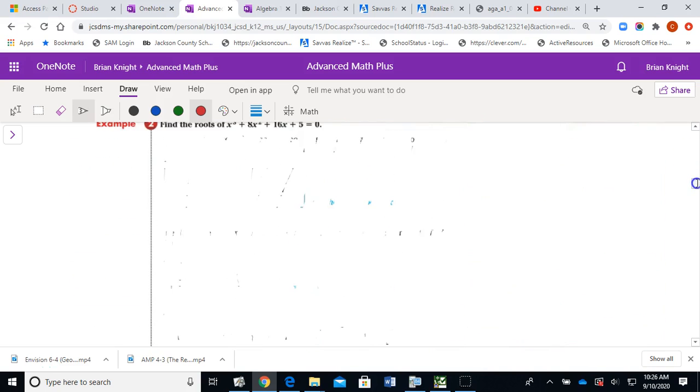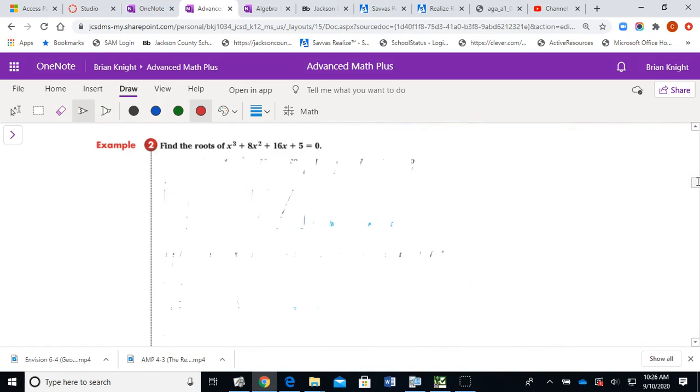All right. Example 2. It simply says find the roots. So we don't actually have to define the P's and Q's here, because it didn't tell me to find the possible rational roots. So we're just skipping that step and going straight to solving it. So, graph x to the third plus 8x squared plus 16x plus 5, and figure out where it crosses the x-axis. And I just need 1, okay?